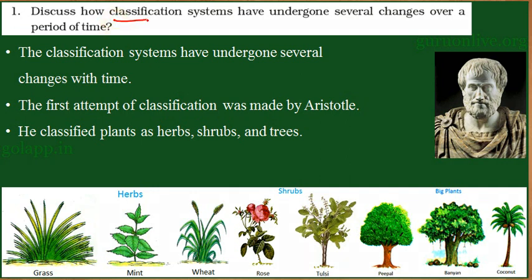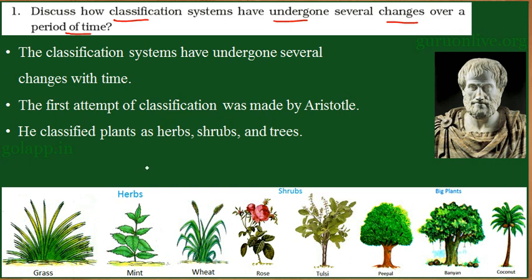Discuss how classification systems have undergone several changes over a period of time. So students, let us learn how classifying organisms into different categories went on changing over a period of time. It was not a few years back that people started classifying or grouping the organisms.